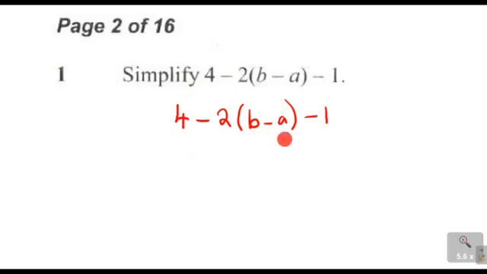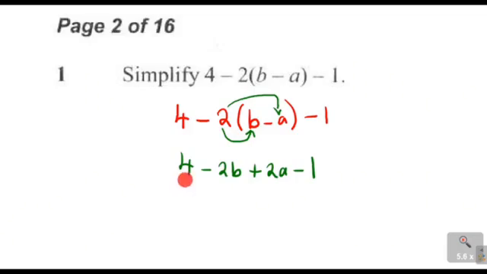First thing, we can see that we've got brackets here. So we are going to open these brackets by multiplying with the negative 2 right here. Negative 2 times b, you have negative 2b. Negative 2 times negative a, you have positive 2a. So that means you have opened the brackets. So we are going to write 4, then negative 2b, then positive 2a, then minus 1.